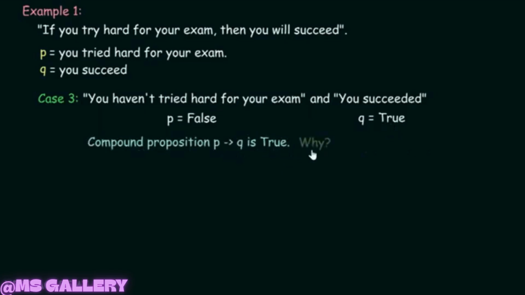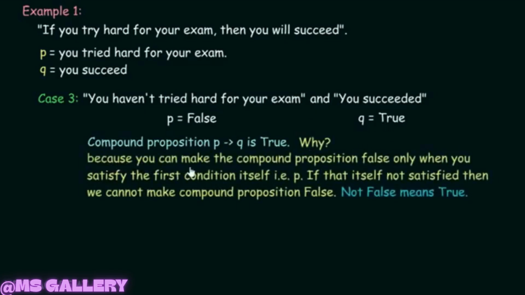But why? Because you can make the compound proposition false only when you satisfy the first condition itself, that is P. Let's try to understand what this statement means. Now, according to this statement, if you try hard for your exam, then you will definitely succeed, right?